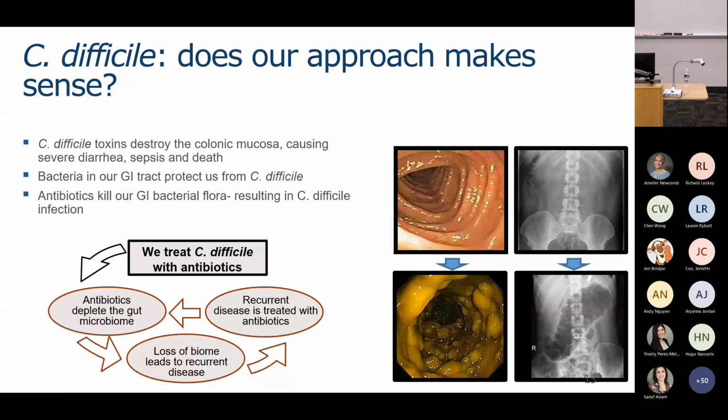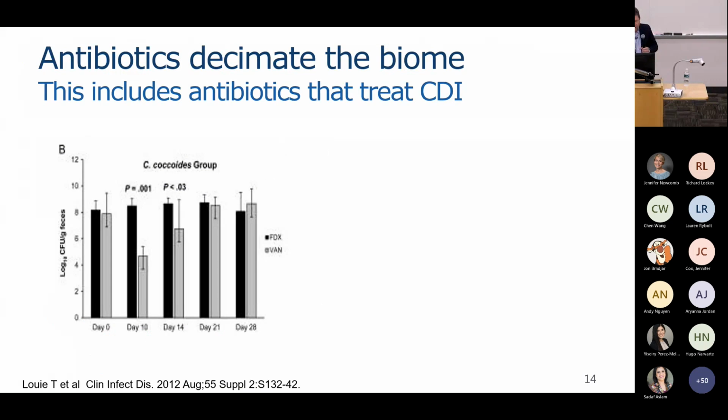So if you look at that, we treat C. diff with antibiotics. Antibiotics deplete our gut flora. Loss of biome leads to recurrent disease. Then recurrent disease is treated with antibiotics and just fuels this vicious cycle, as I mentioned. So antibiotics that decimate the biome don't necessarily have to be just everyday antibiotics for pneumonia or UTI, you name it. It could be antibiotics for C. diff itself. And we already mentioned metronidazole, but vancomycin, we consider vancomycin to be a relatively narrow spectrum antibiotic.